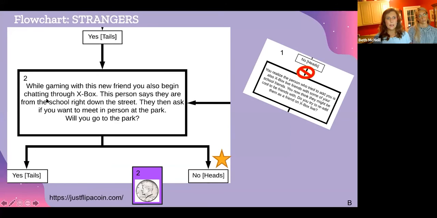And it says, while gaming with a new friend, you also began chatting through Xbox. This person says they're from the school right down the street. Then they ask you if you want to meet in person at the park. Will you go to the park? So I flipped the coin again in the second box, and this time I flipped no.